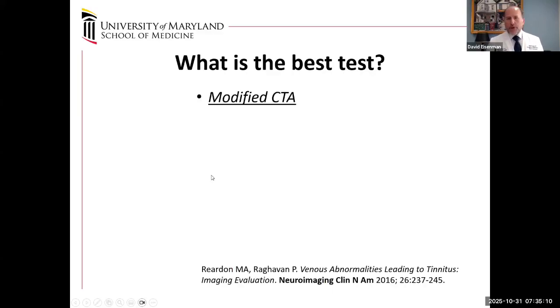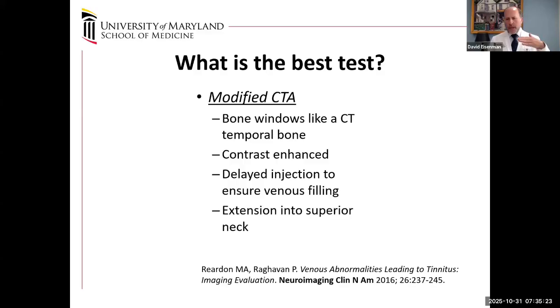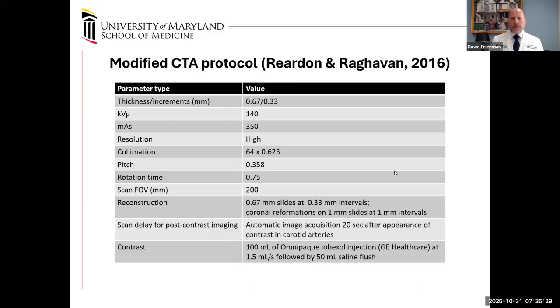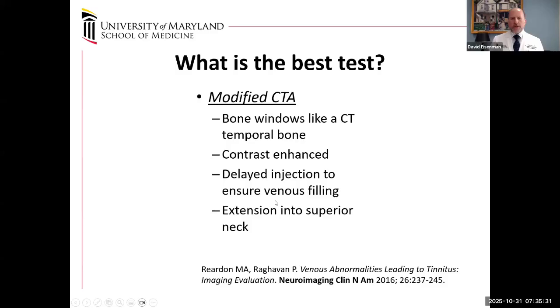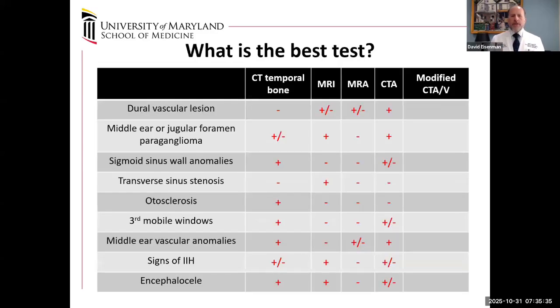So we developed a single protocol. It is bone windowed like a temporal bone CT with thin cuts through the temporal bone. It's contrast enhanced, but we delay the injection to make sure there's also venous filling. And we extend it into the upper neck so we can see the distal carotid and the proximal jugular vein. This is the protocol. This is where it was published. If you can't find the article, I'm happy to send this to you.